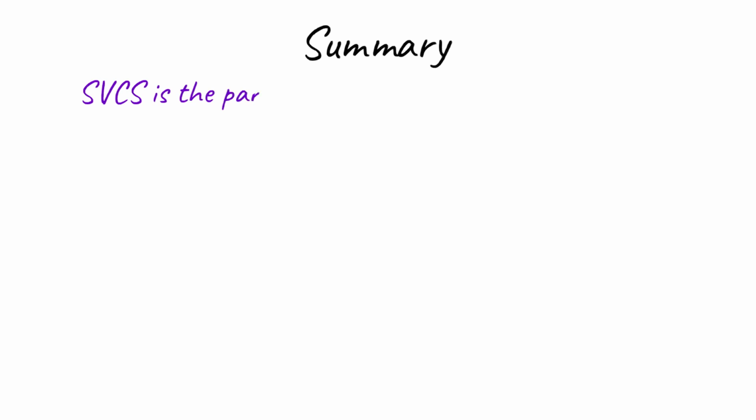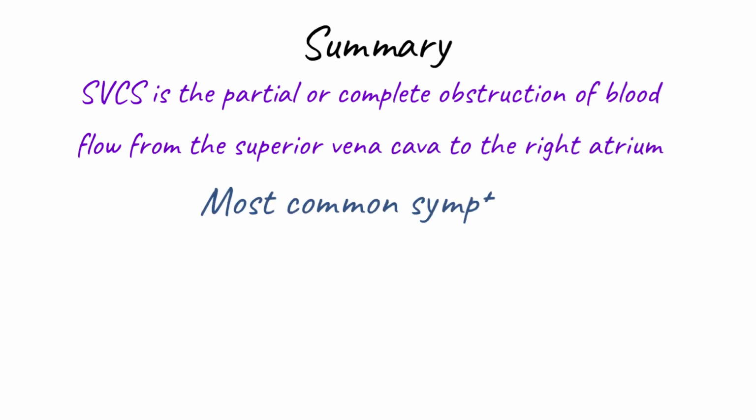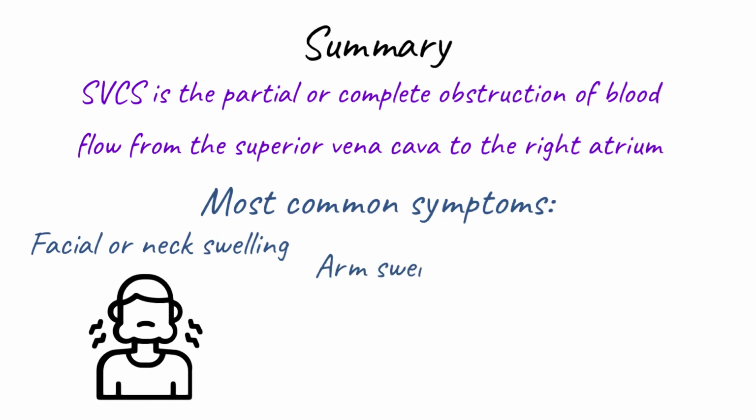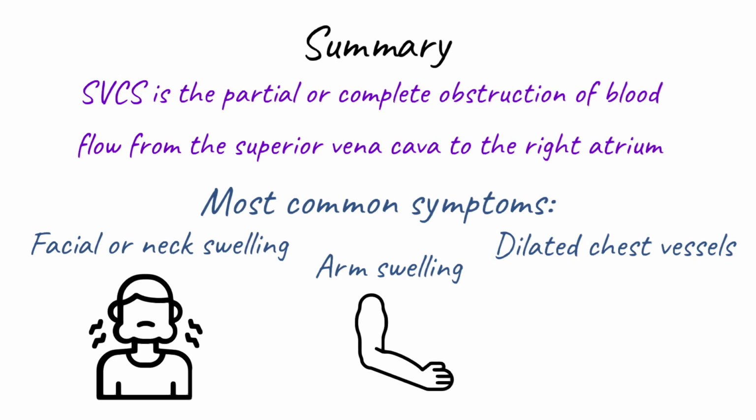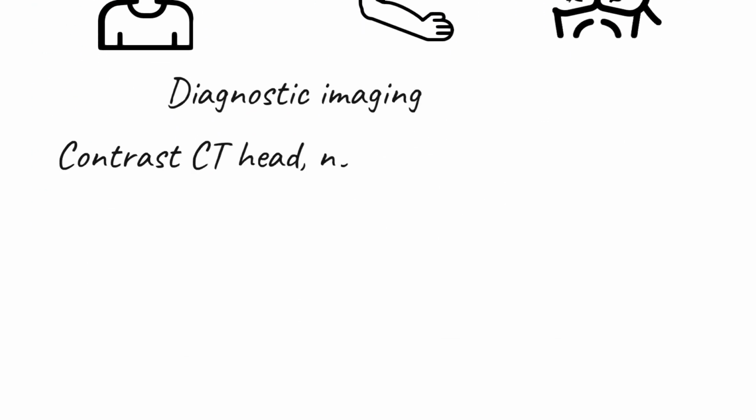So in summary, SVC syndrome is the partial or complete obstruction of blood flow from the superior vena cava to the right atrium. The most common symptoms are facial or neck swelling, arm swelling, or dilated chest vessels. For imaging, we will get a contrast CT head, neck, and chest.